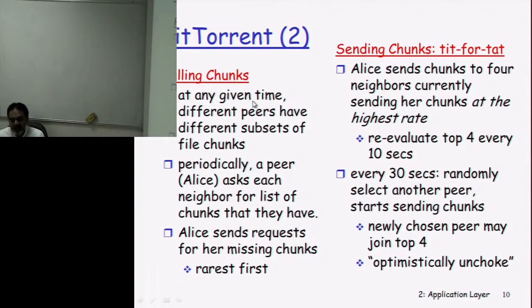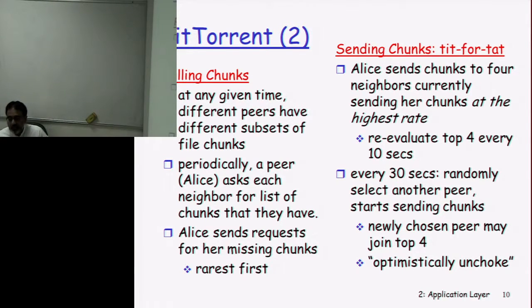At any given time, different peers have different subsets of the file chunks. This is the answer to your question. Different peers will have different subsets of the chunks. It is not necessary that they will have the chunks in order.